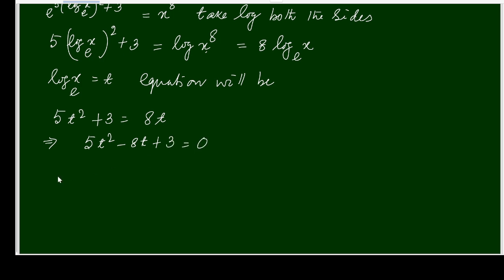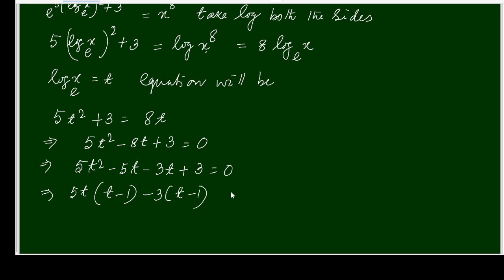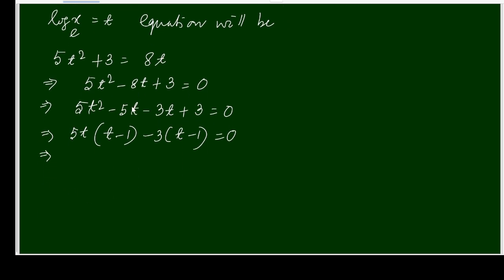So this is a simple quadratic equation. I can solve in t. 5t square minus 5t minus 3t plus 3 equals to 0. Taking 5t common, I'll get t minus 1, minus 3 common, t minus 1 equals to 0, or simply t minus 1 into 5t minus 3 equals to 0. You can proceed now, it's not that difficult.